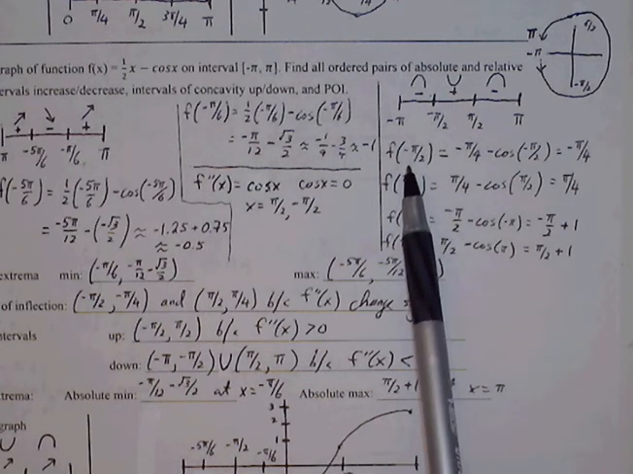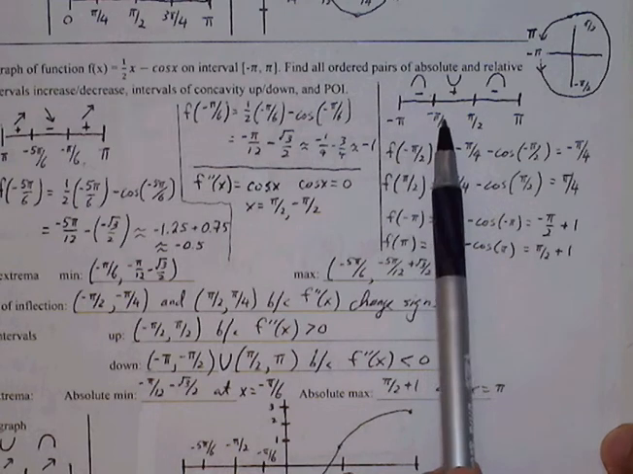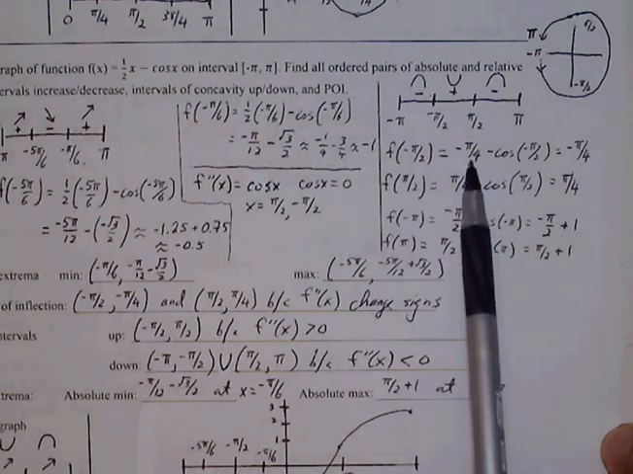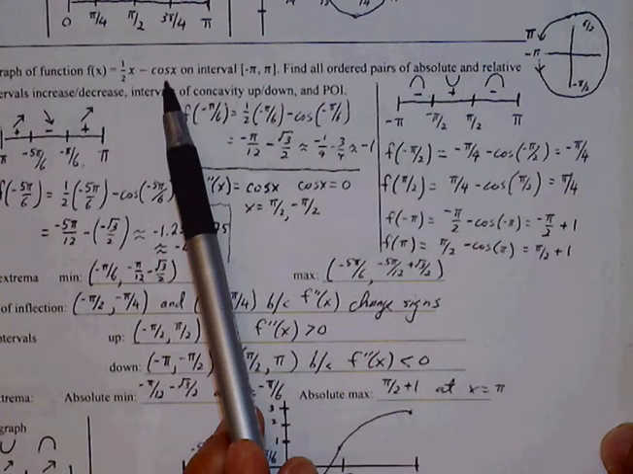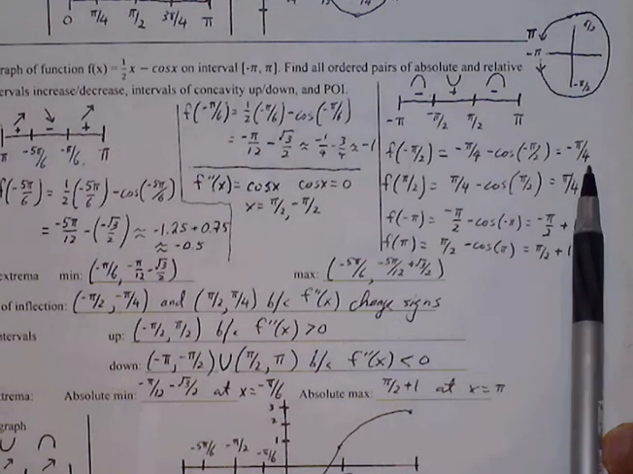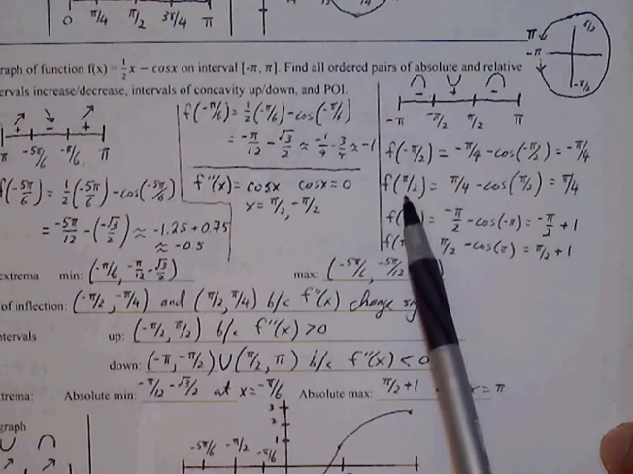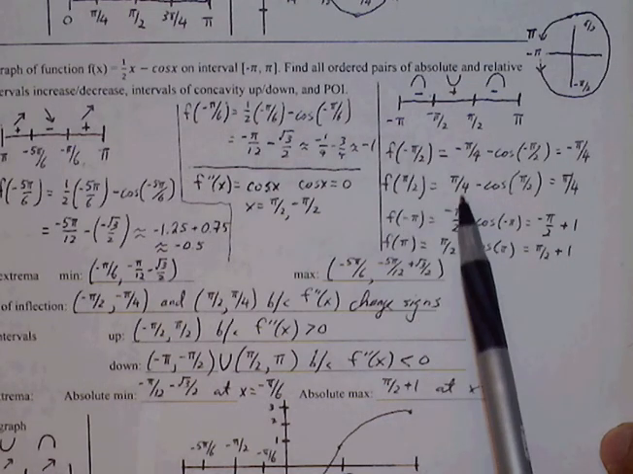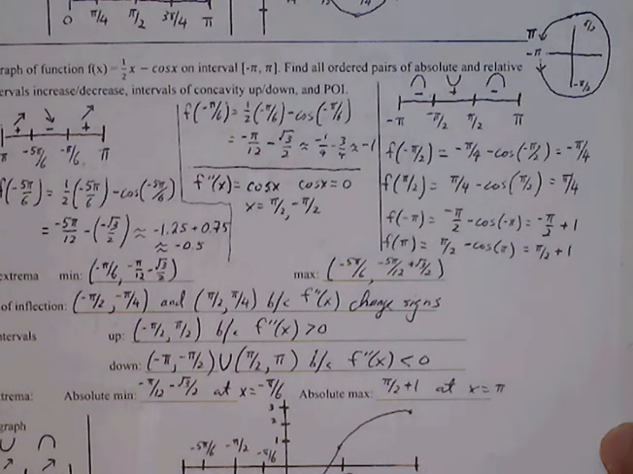To find the ordered pair, we can plug negative pi over 2 back into the original equation. So that'll give me negative pi over 4 minus cosine of negative pi over 2. This will give me 0, so negative pi over 4. Plug pi over 2 into the original equation. I'll just get pi over 4 minus 0, which is pi over 4.